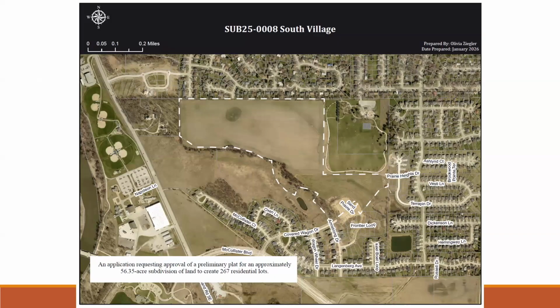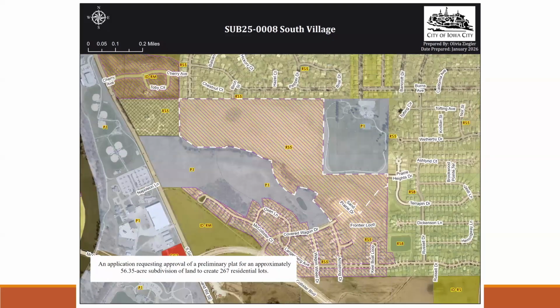Here we have an aerial map of the subject property. Next, we have a zoning map of the subject property. The subject property is currently zoned low-density single-family residential with the planned development overlay. As I mentioned, there is also a request to rezone the property to form-based zoning designations.